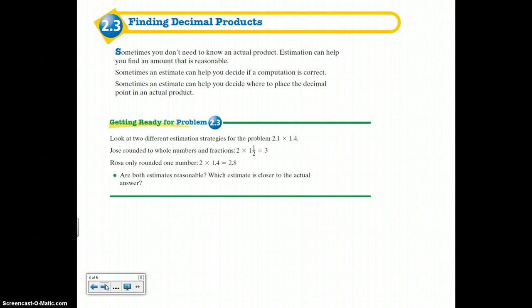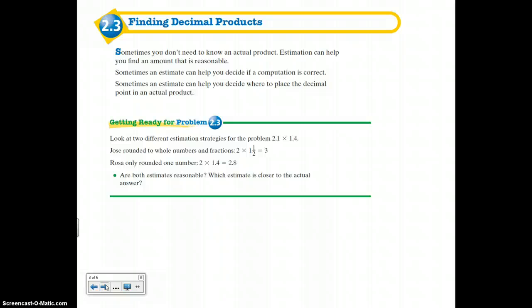We're moving on to lesson 2.3. You can pause the video again and take a minute to put lesson 2.3 in your table of contents. It is January 16th. Today we're going to be talking about how you can use estimation to find an exact answer for a decimal product.